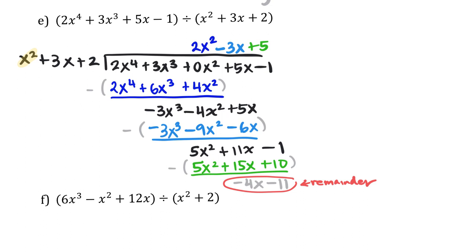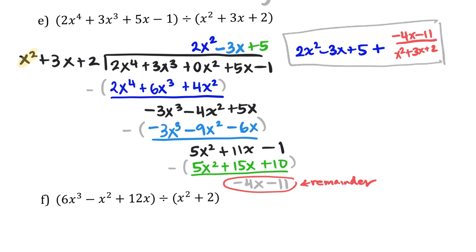But I'm going to be really careful about how I write my answer. So 2x squared minus 3x plus 5. My remainder is negative 4x minus 11. So one way would be to write plus here, and then put negative 4x minus 11 over x squared plus 3x plus 2. And this is the safe way to write it because there's a mistake you can make otherwise. Or you can write it another way, which is a nicer way, but it's not always worth the risk of messing up.